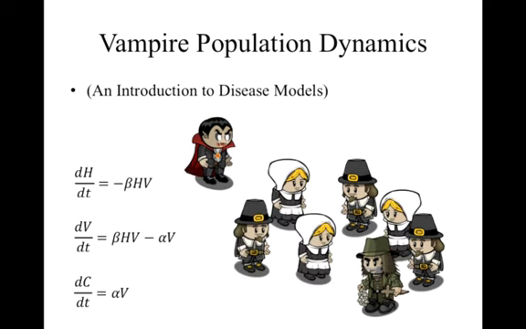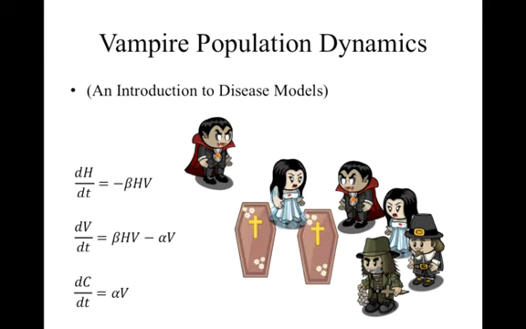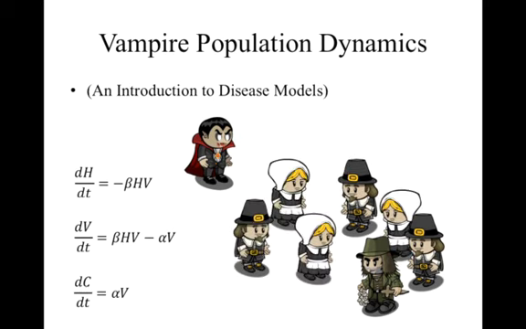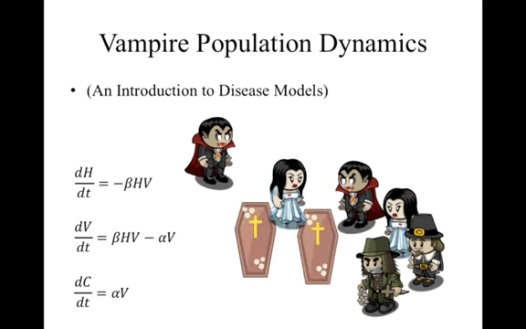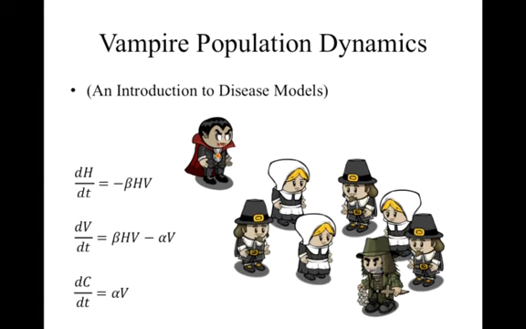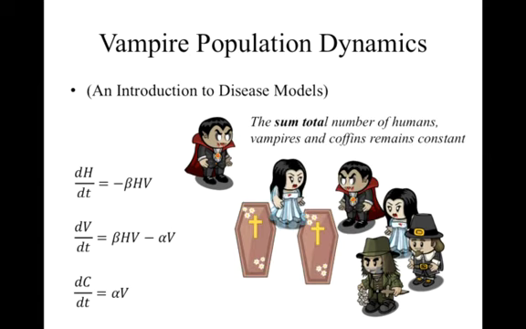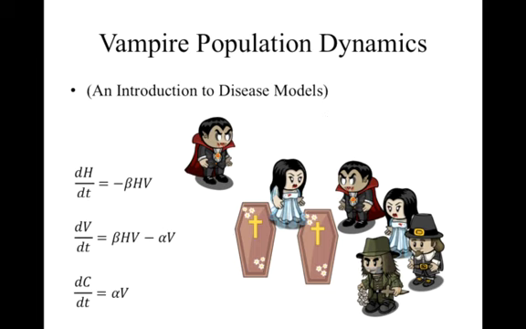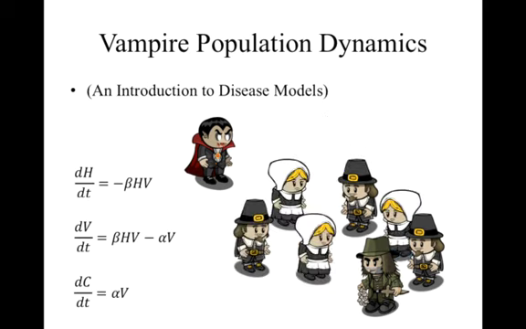Now, what I want you to notice is that it doesn't really matter whether I'm a townfolk or a vampire or a coffin. I sort of have a one-to-one substitution there. So for every townfolk, I'm going to end up with either a vampire or a coffin or a townfolk left over, right? And what that means is that the sum total of the number of humans, vampires, and coffins remains constant. So if I go back to my townfolk, I have 1, 2, 3, 4, 5, 6 townfolk, not counting the vampire hunter.